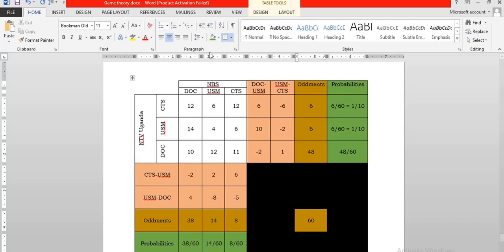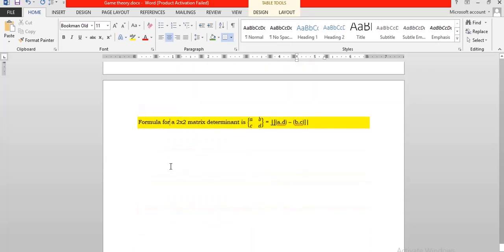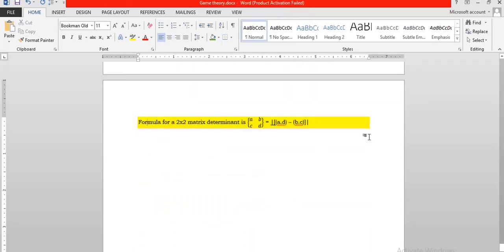Okay, so what you're supposed to do is compute what we call the value of the business. So now you're going to compute the value of the business. Remember the value of the business using mixed strategy is computed, okay, using the same formula as before. Okay, this is shown below.